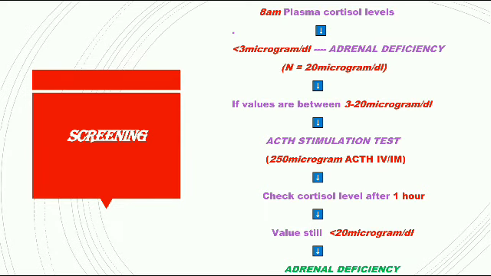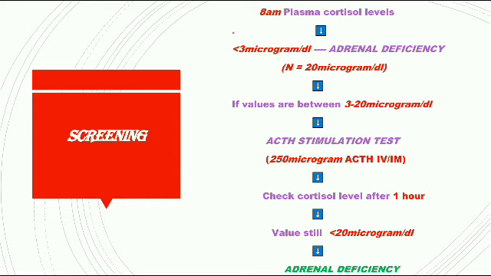You will call the patient before 8 a.m., and at 8 a.m. you will check the patient's plasma cortisol levels. If the plasma cortisol level is less than 3 microgram per deciliter, then the patient is suffering from adrenal deficiency. And what is the normal concentration of cortisol? That is 20 microgram per deciliter.